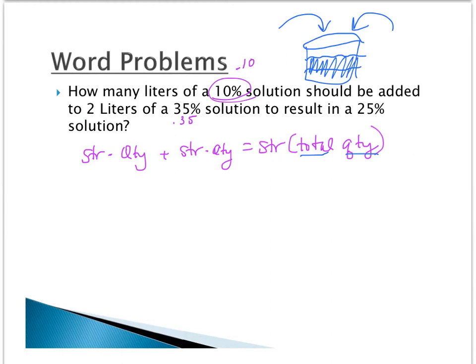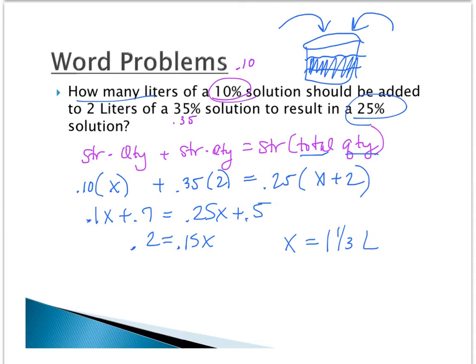For this problem, I would have a strength of 0.10 times x, because I don't know how many liters I need. That's what I'm trying to solve for. Then I would have a strength of 0.35 times 2, and that is going to equal my desired strength of 0.25, and then my total quantity is going to be x plus 2. If we finish solving the problem, we see that we need 1 1/3 liters of the 10% solution.